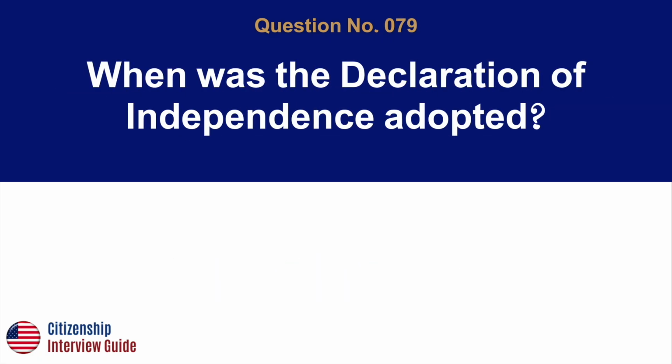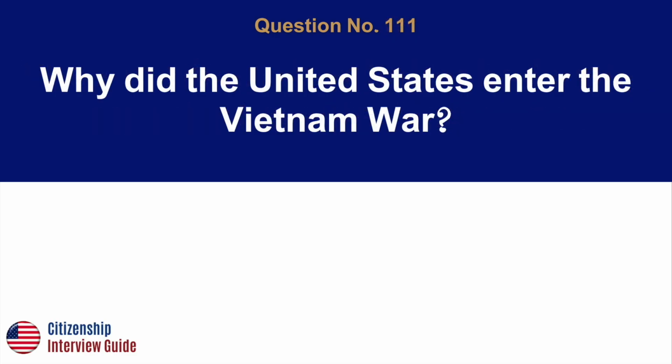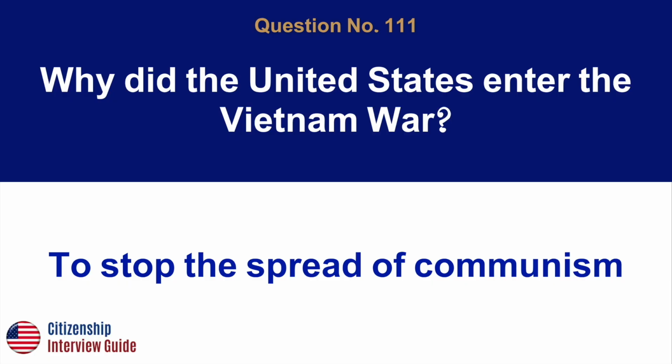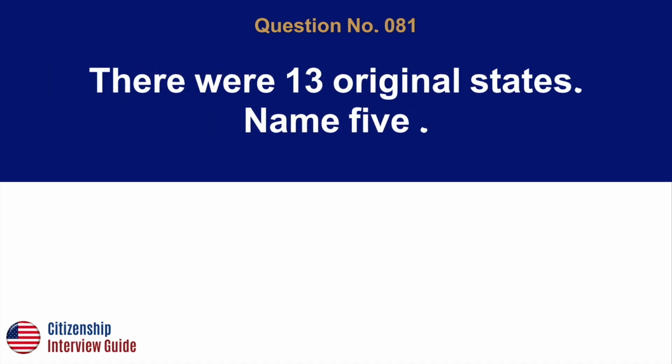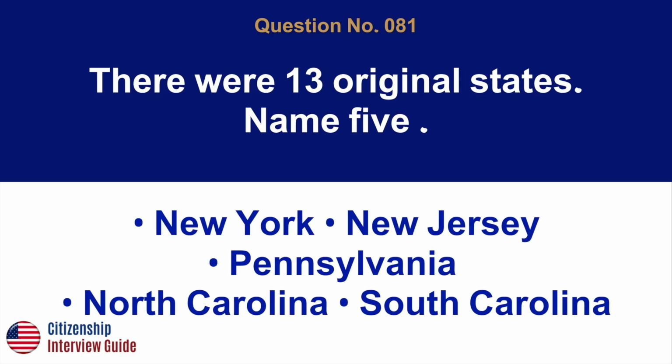When was the Declaration of Independence adopted? July 4th, 1776. Why did the United States enter the Vietnam War? To stop the spread of communism. There were 13 original states. Name 5. New York, New Jersey, Pennsylvania, North Carolina, South Carolina.